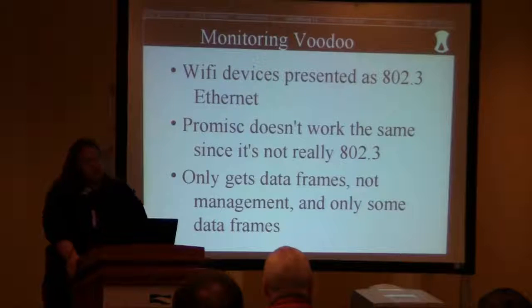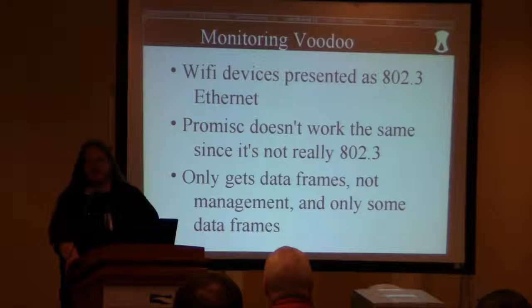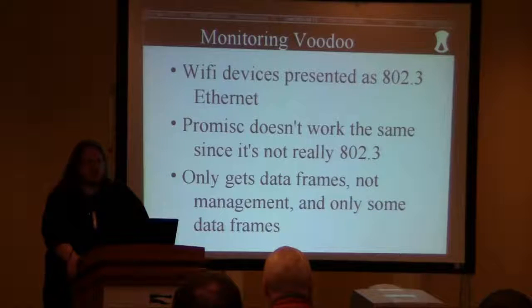So monitoring Wi-Fi. Normally they present as 802.3 Ethernet devices like they were wired, wired NIC. Promiscuous doesn't really work the same, since promiscuous defines that an 802.3 card stops filtering MAC addresses, but on Wi-Fi it doesn't directly adapt, and your OS will do funny things. So you'll only get data frames, you won't get management, you'll only get some data frames, you'll probably only get data frames destined to you if you just turn on promiscuous mode, like if you just fire a TCP dump on a Wi-Fi interface.